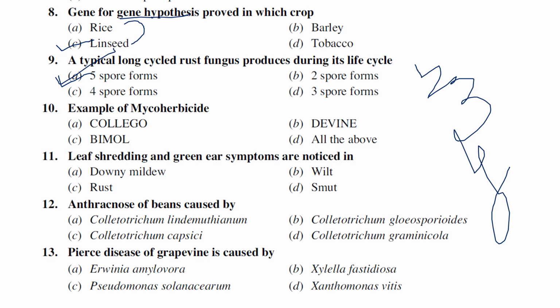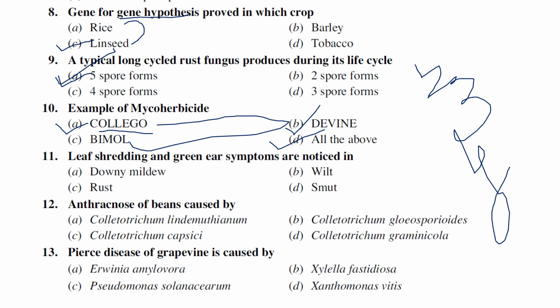The next one, example of mycoherbicide: Collego, Devine, Bimol, all the above. What are all the options given? All are mycoherbicides only, so the answer is all the above. Here Collego is the first mycoherbicide, but the first registered mycoherbicide is Devine. All are mycoherbicides, but the first mycoherbicide is Collego. Registered means Devine, which was first registered in the USA.